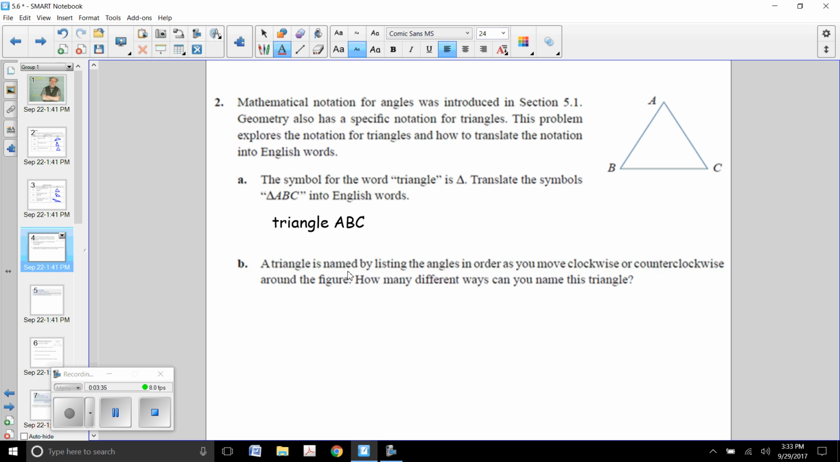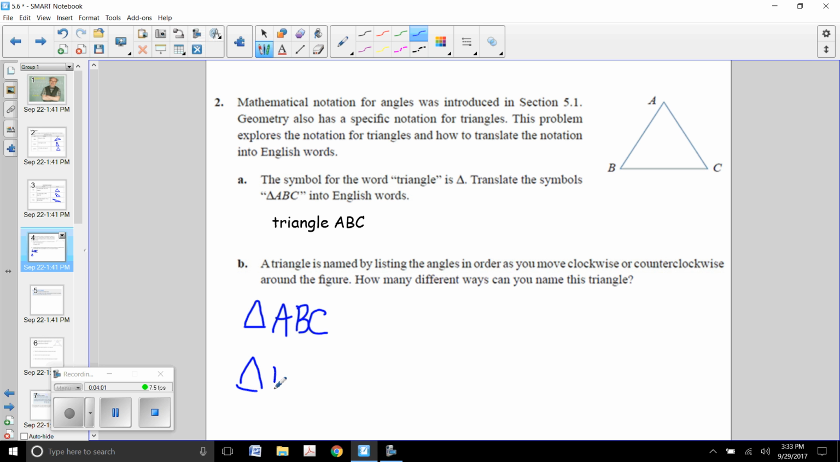It says a triangle is named by listing the angles in order as you move either clockwise or counterclockwise around the figure. So let's name the different ways. Well, we already know that it can be called triangle ABC. That's starting with A and going counterclockwise. But if we went clockwise instead, we would call it ACB.